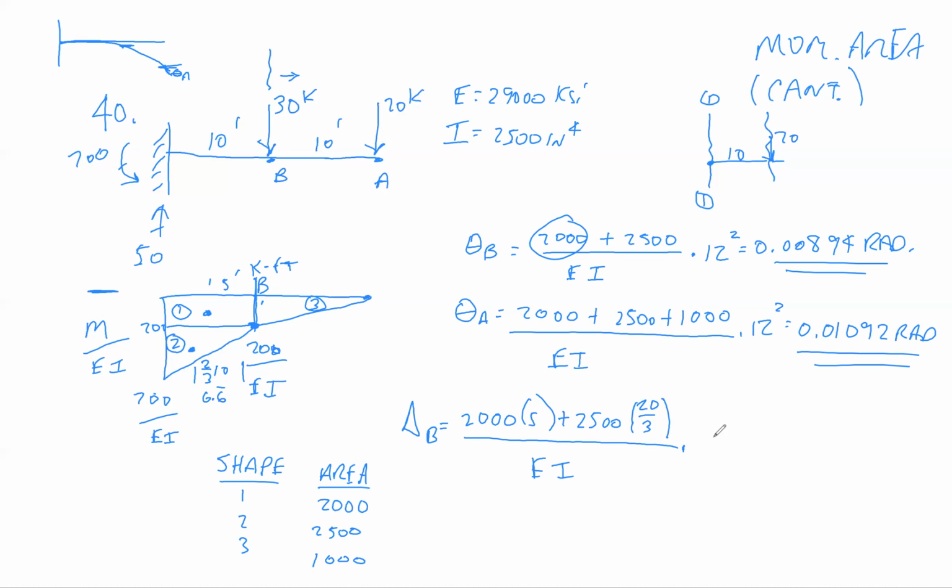And we have to make the units work out this time. We have to multiply by 12 cubed, or 1728. So let's try that real quick. 2,000 times 5, plus 2,500 times 20 by 3. Add that together, divide by 29,000 and divide by 2,500, and then multiply by 12 cubed, or 1728. And in that case, I got 0.6356 inches, and that would be down, the deflection.